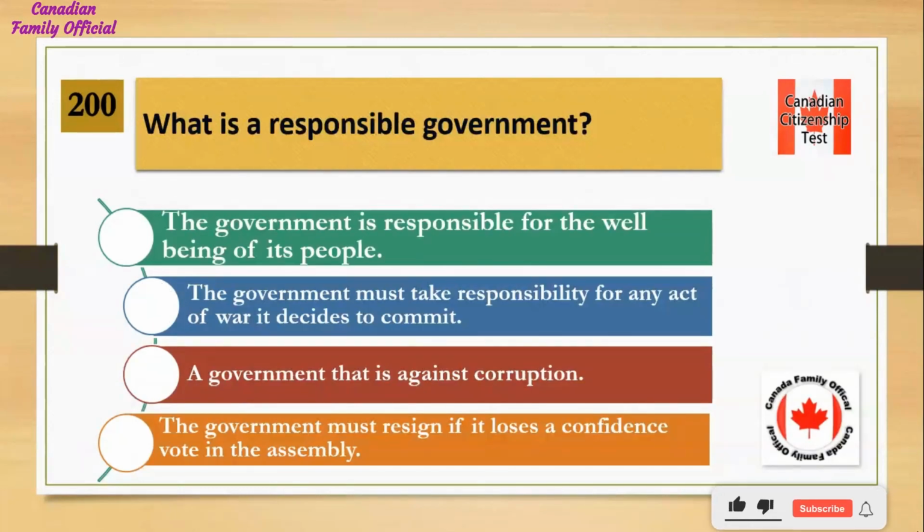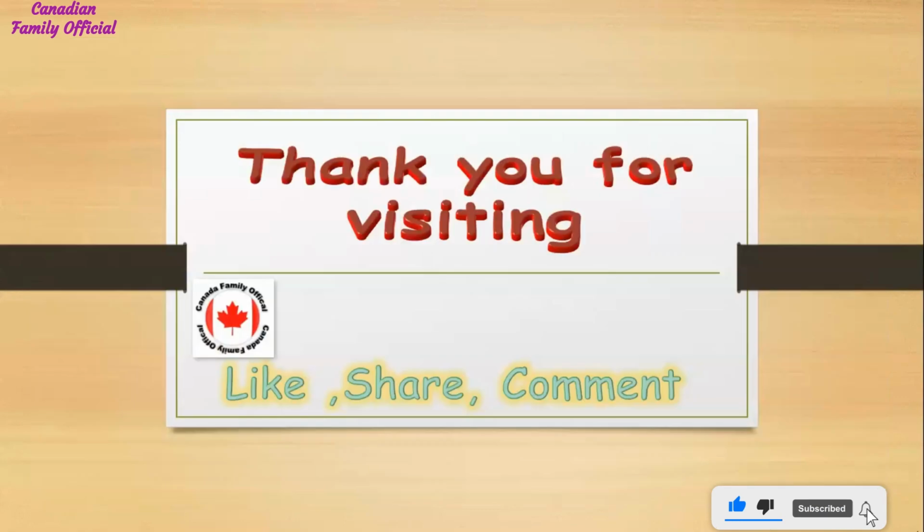What is a responsible government? Number 1, The government is responsible for the well-being of its people. Number 2, The government must take responsibility for any act of war it decides to commit. Number 3, A government that is against corruption. Number 4, The government must resign if it loses a confidence vote in the Assembly. And the answer is the government must take responsibility for any act of war it decides to commit.